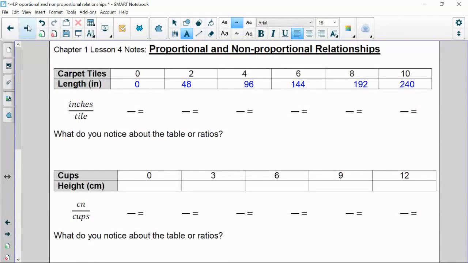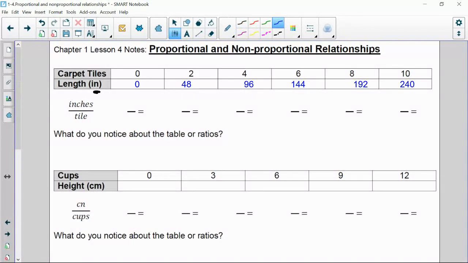Okay, so I started filling out this one just to save a little bit of time. There are carpet tiles in the classroom, and each tile is 2 feet long. But if you notice, we want to know what it is in inches, so I went ahead and put in what it is for inches. If we had 2 tiles, what would that measure? It would measure 48 inches. 4 tiles, it's 96 inches. 6 is 144. 8, 192 inches. 10 tiles makes 240.